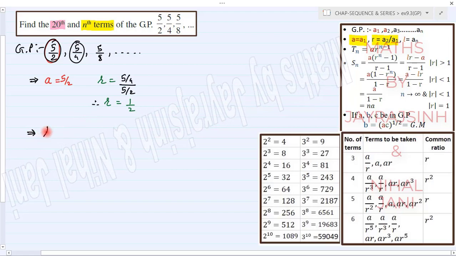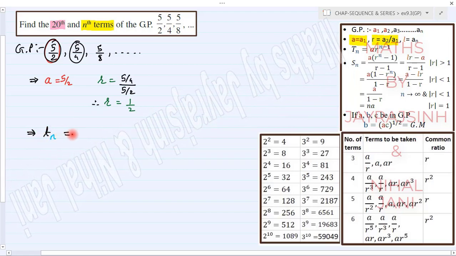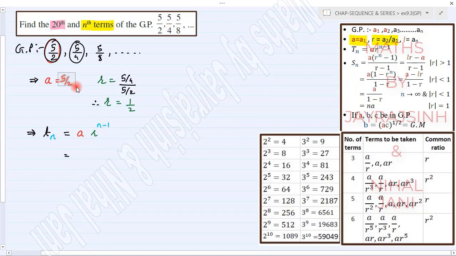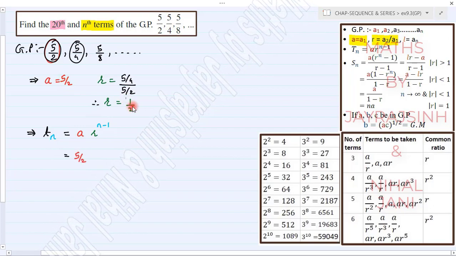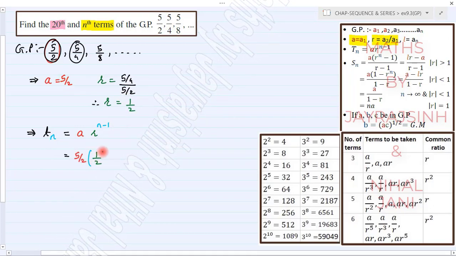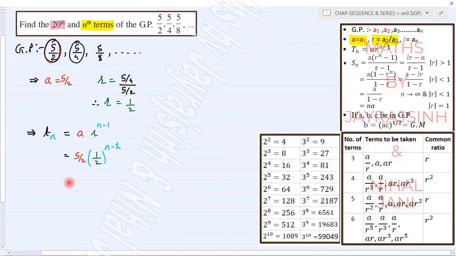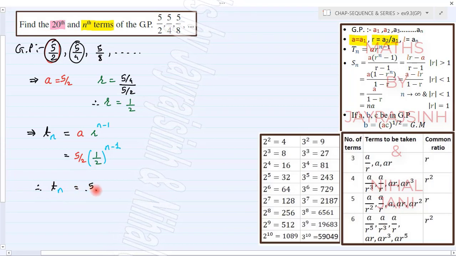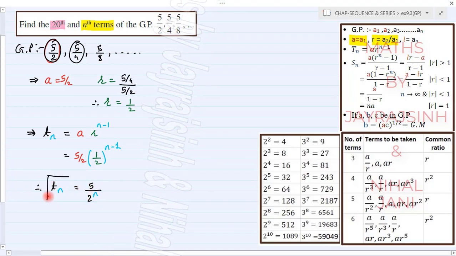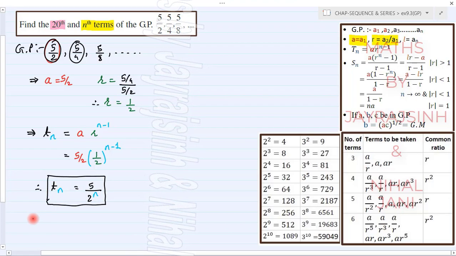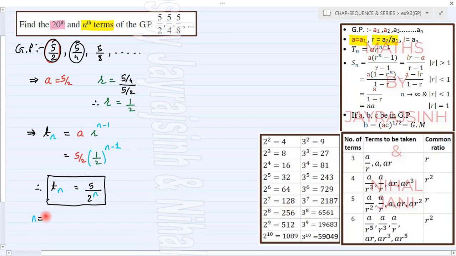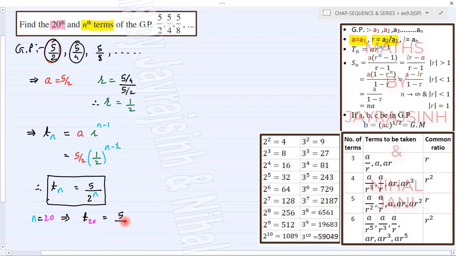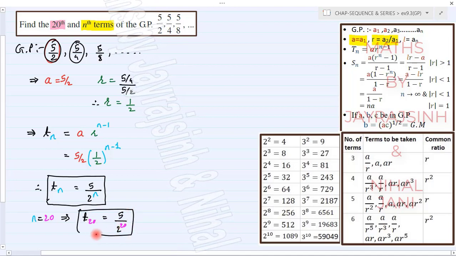Now, to get the nth term, we have to use the general formula of the nth term, which is A R raised to n minus 1, where your A is given as 5 by 2 and R is 1 by 2. So, we'll get whole raised to n minus 1, or we can say your nth term will be 5 upon 2 raised to n. Similarly, to get the 20th term, we just have to place n is equal to 20. So, we will get T20 is equal to 5 upon 2 raised to 20.